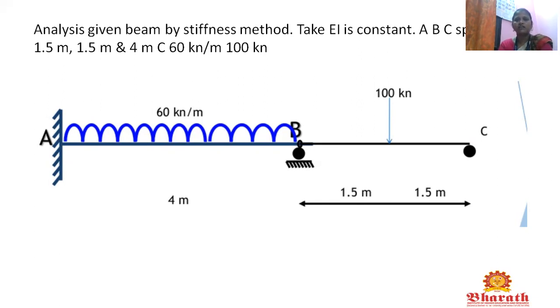So for this given structure, we are going to analyze using the matrix method, that is the stiffness method. A is a fixed support, whereas B and C are roller supports. For this type of problem, we are going to find the bending moment and shear force for the given problem.